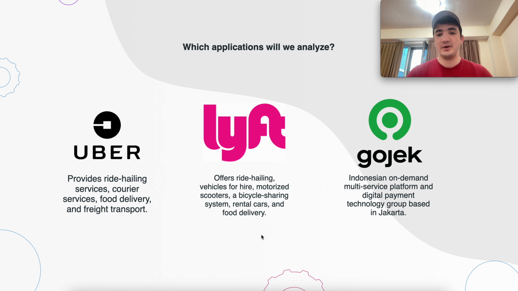And what applications are we going to analyze? We're going to analyze Uber, which is an international company that provides ride-hailing services, courier services, food delivery, and freight transport. Additionally, we're going to go over Lyft, which is another similar company offering ride-hailing for vehicles and also motorized scooters, bicycles, and rental cars, as well as food delivery. And Lyft is primarily based in the US and Canada. Finally, we're going to also look at Gojek, which is an Indonesian on-demand multi-service platform that also provides ride-sharing and ride-hailing services, and they're based in Jakarta in Indonesia.